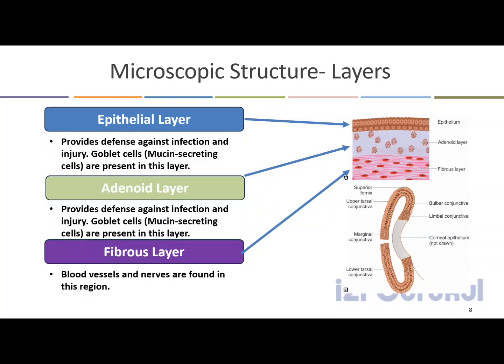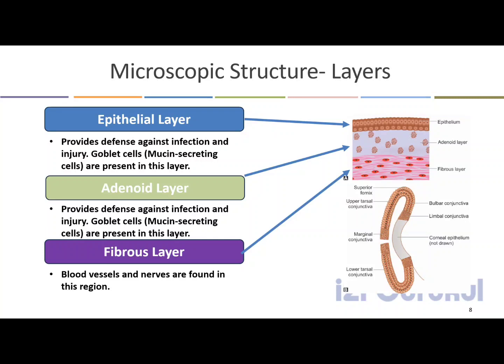Moving towards the microscopic structure of the conjunctival layers. Mainly, the conjunctiva under the microscope will show you three structures. Number 1, epithelial layer. Number 2, adenoid layer. Number 3, fibrous layer. Now we'll go through each one of them.